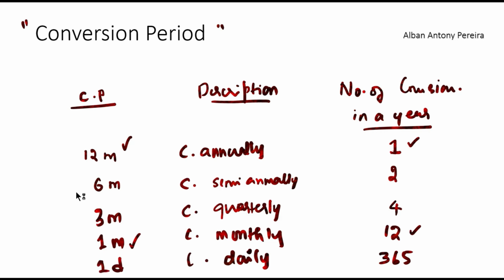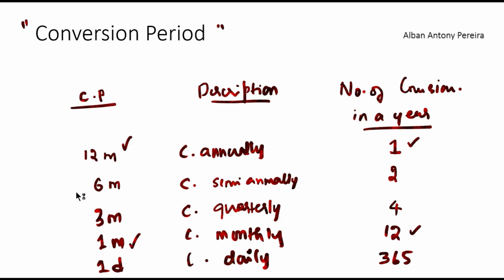Clear? Let me repeat once again if you have some confusion here. This is the conversion period, description, and number of conversions happening in a year. When a question says compounded annually, annually means yearly, and there is only one conversion in a year. Next is semi-annually. Semi-annually means 6 months, and 2 times 6 months come in a year.